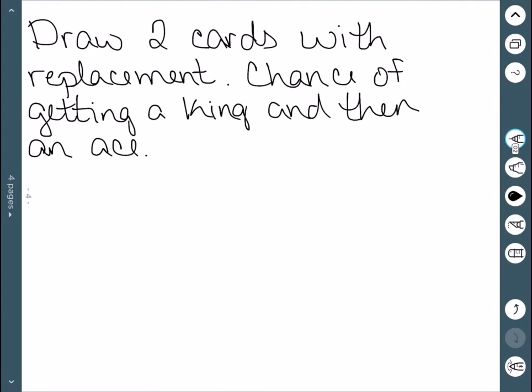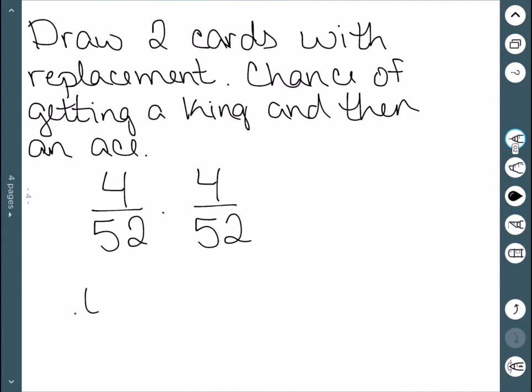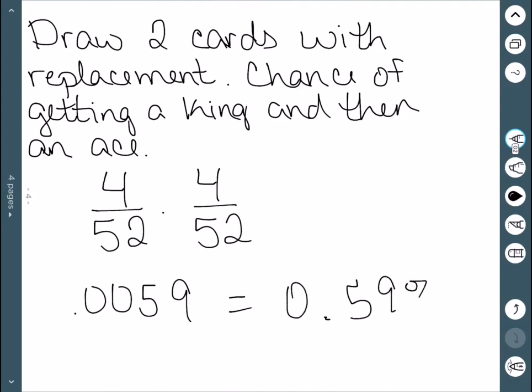Let's consider drawing two cards with replacement. The chance of getting a king and then getting an ace. We start with a king. There are 4 kings in the deck. And there are also 4 aces in the deck. So we just need to multiply these two numbers. When we do, since this is going to be such a big number, we'll just write it as a decimal, 0.0059, or 0.59%. So this is a very small probability.